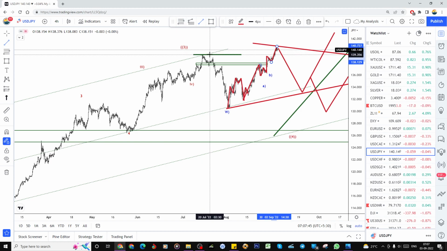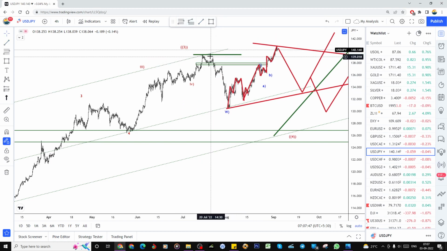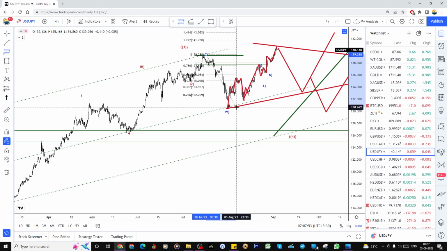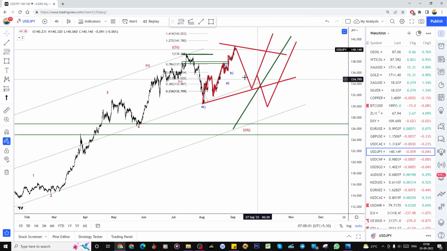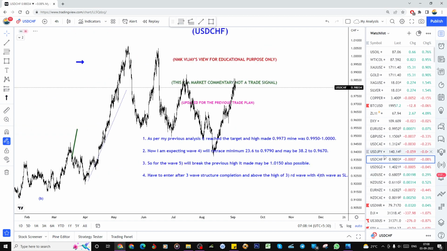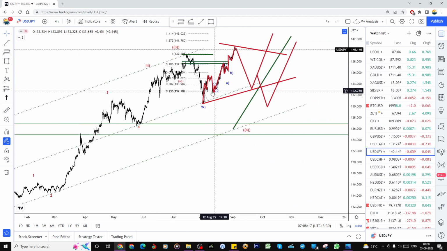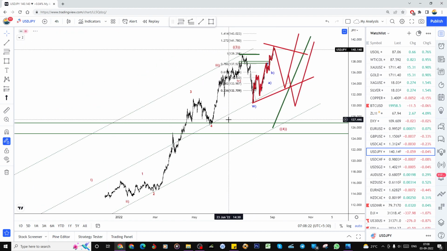And if we are looking at this as an expanded flat or running flat, we are below that 141.78, the 1.272, which is valid for that. So I'm expecting every dollar pair has to suffer this week or for another 2 to 3 months. It could be a rejection in the correction period for me. It looks like that. So USD CHF, I didn't do any trade here. I'm looking for somewhat of a bigger correction.